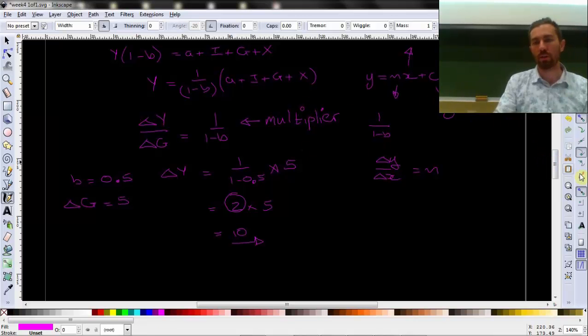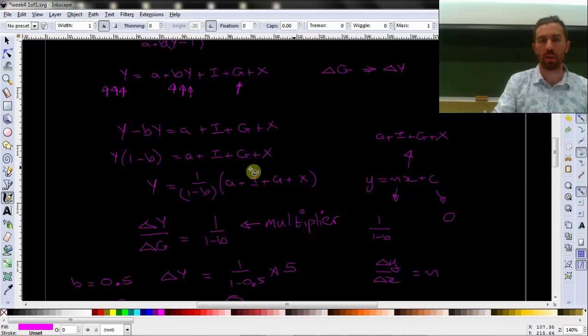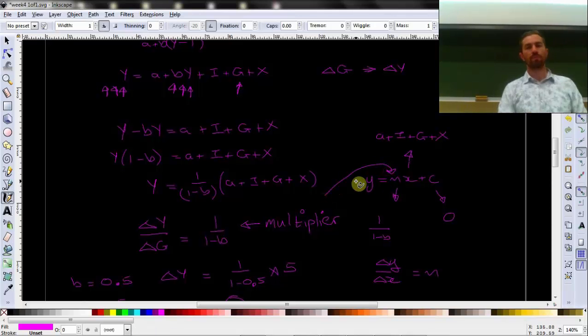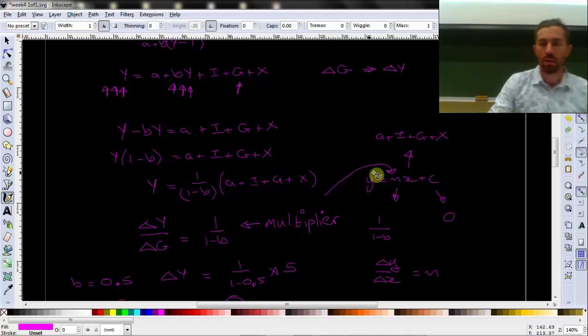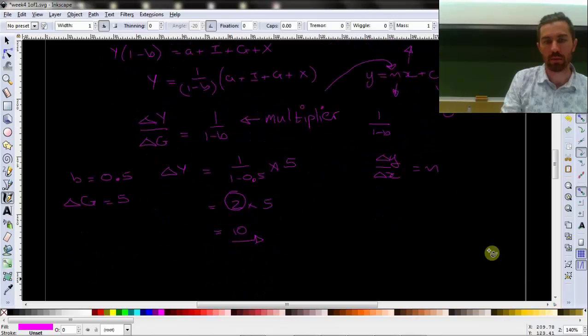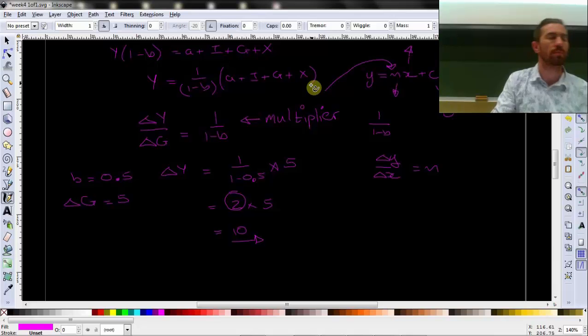Given that our equation is just a straight line function, the multiplier is the value of this m. Okay? So when we change x by something, y changes by some amount, m times x. In other words, 1 over 1 minus b times change in any one of these autonomous components.